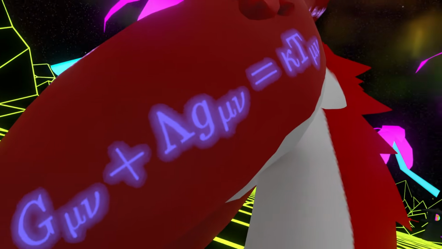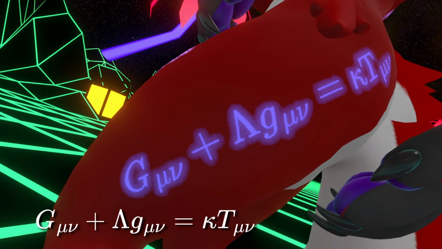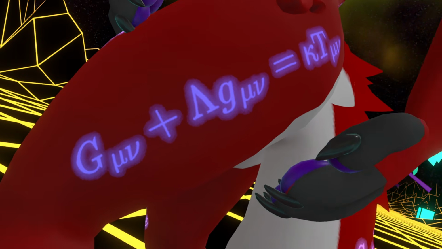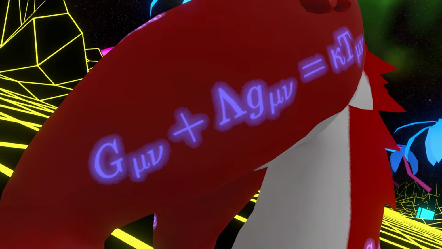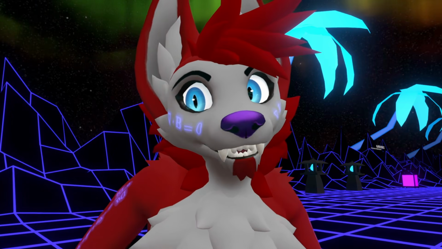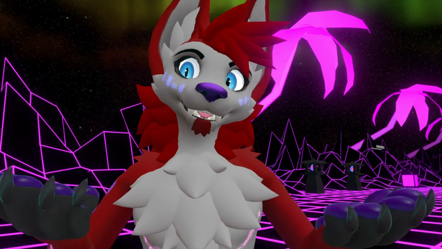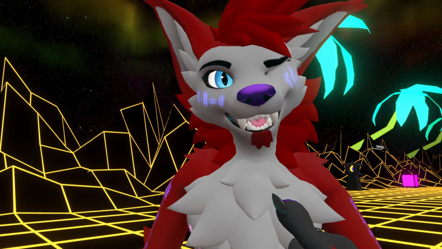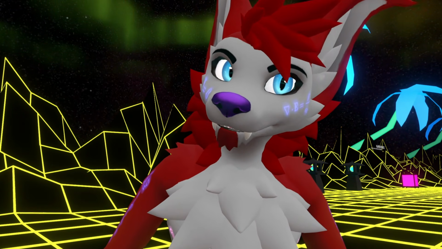On the other side of my butt, we have Einstein's field equation for general relativity. This equation just tells us that gravity is really just curvature of spacetime caused by mass. Now you're probably wondering, where is Newton's second law in all this? It's a pretty famous equation, right? Well, I decided to use equations that are a little bit more general for classical mechanics.